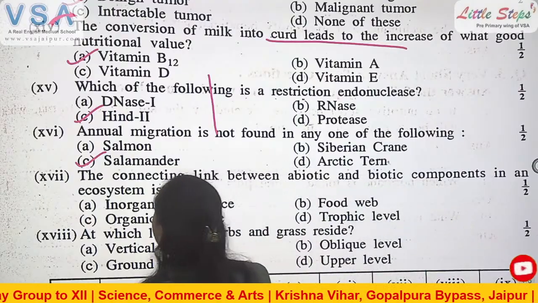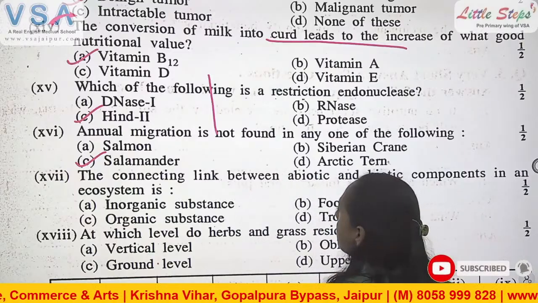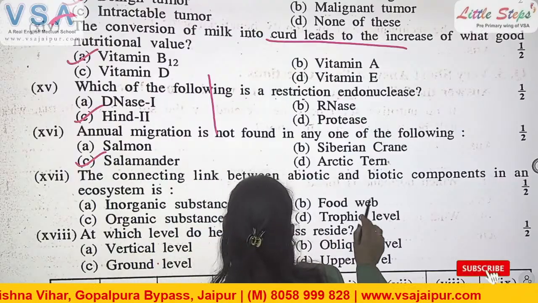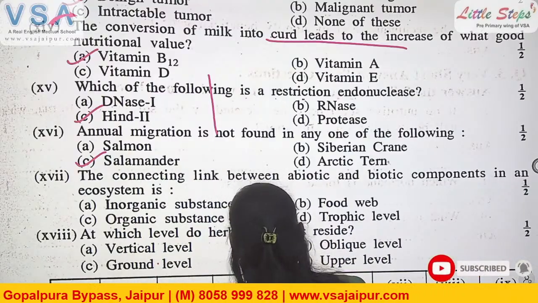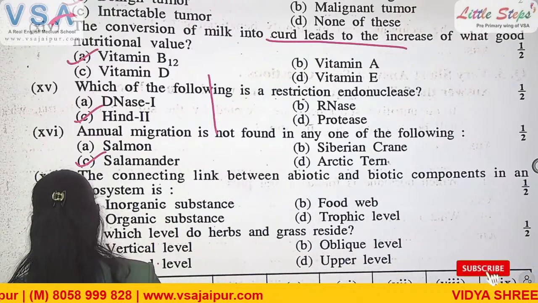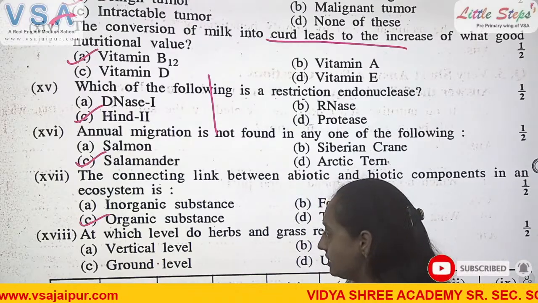Now the next is, the connecting link between abiotic and biotic component in an ecosystem is: inorganic substance, food web, organic substance, या trophic level. So what is the right answer? The right answer is option C, organic substance.